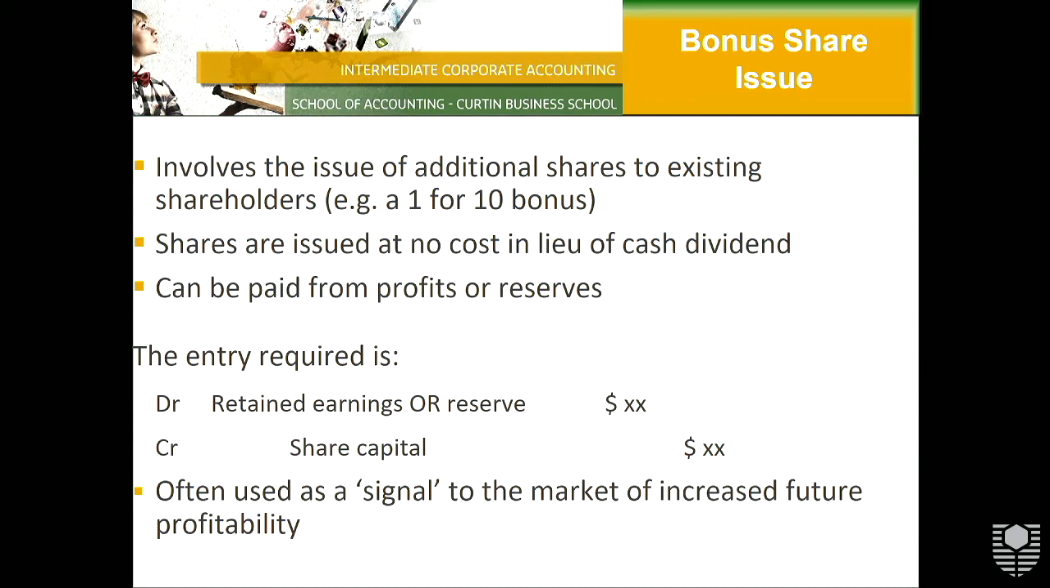Now, a bonus issue. A bonus issue could be issued in lieu of a cash dividend. So you can get one share for 10, but remember, when you have these bonus issues, it is potentially diluting the value of your shares because you're increasing the number of shares. You can only pay bonus share issues out of your profits or reserves. So there's a debit to your retained earnings, credit to your share capital. It could be used as a signal to the market of increased future profitability, right? Because by having a bonus share issue, you're diluting the value of your shares. You would only do that if you knew in the future that you're going to be doing well, so your share value is going to go up. So it is potentially a signal.